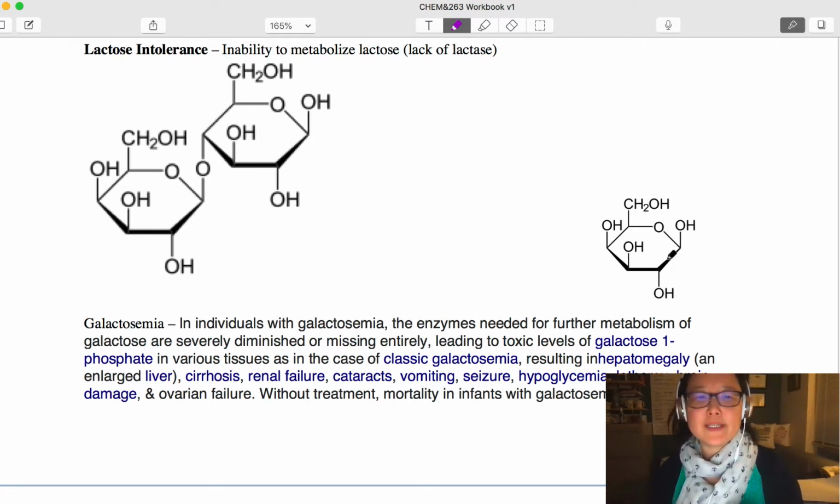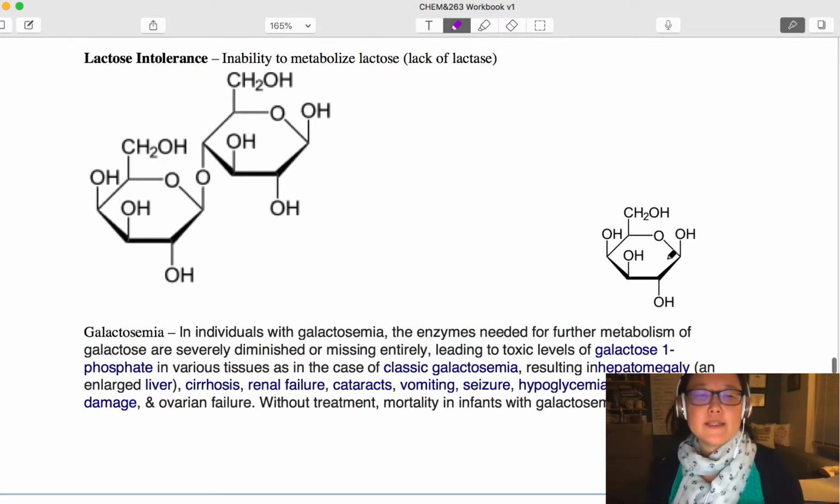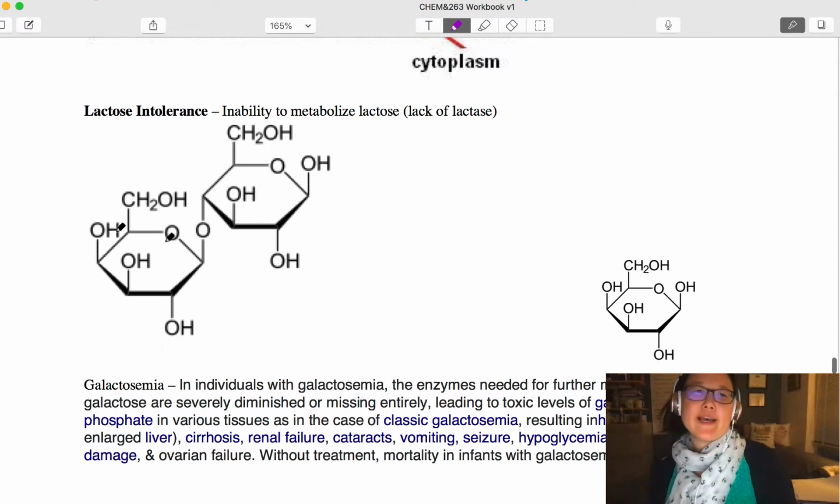So it's very important to test babies for that, especially since that's all they can drink. So that's just a quick rundown of carbohydrates. I hope you guys feel more comfortable looking at these structures and noting how they're linked together.